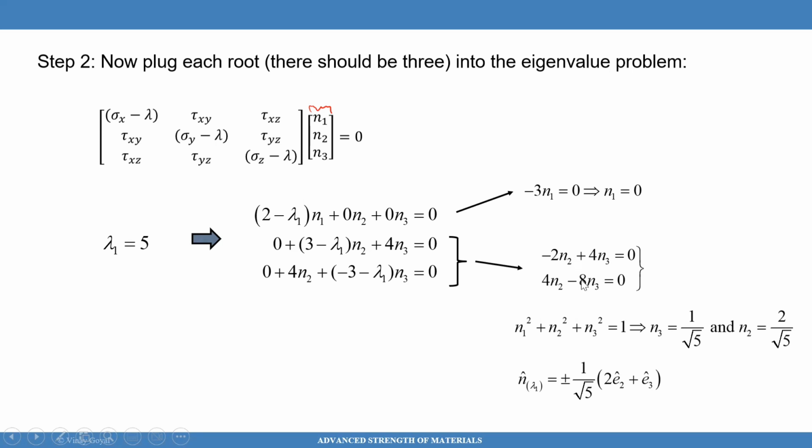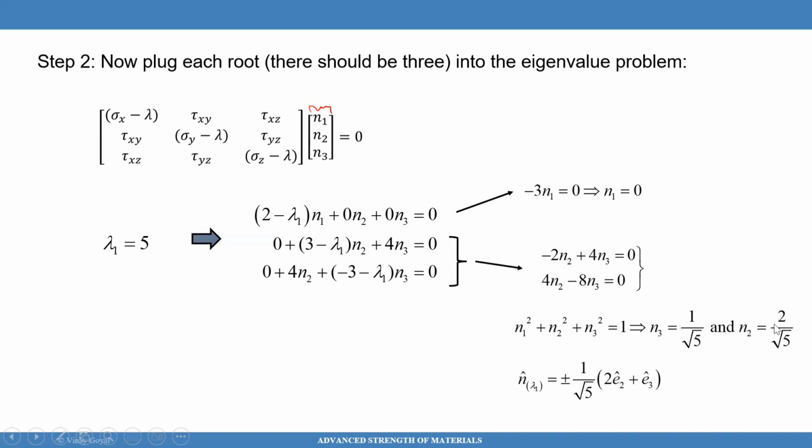Both of these equations give the same answer. So n2 is 2 here, or n2 is 2 here, it doesn't matter. But you know that n2 can be written in terms of n3. Once you do that, since this is 0, you can then solve for n3, because n2 is basically twice n3. And so you can factor n3 out, and when you do that, you get 1 over square root of 5. And you can solve for n2, which is twice n3. We can see that from any of these two equations.